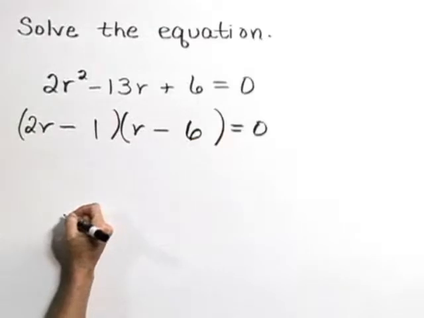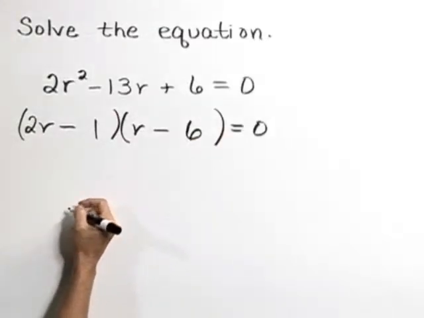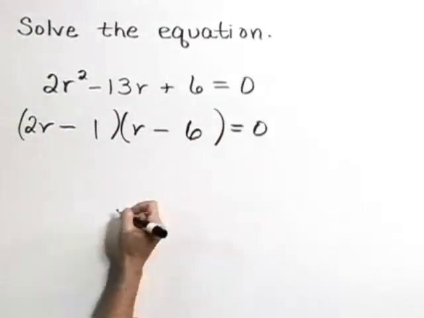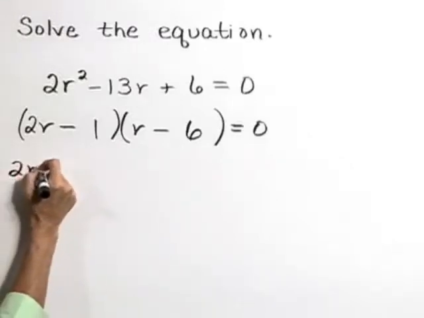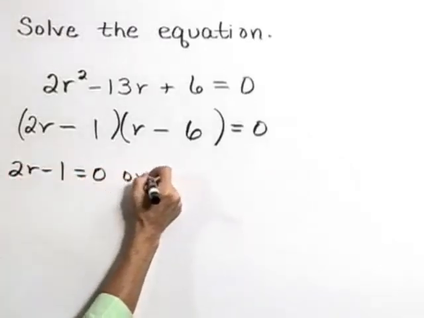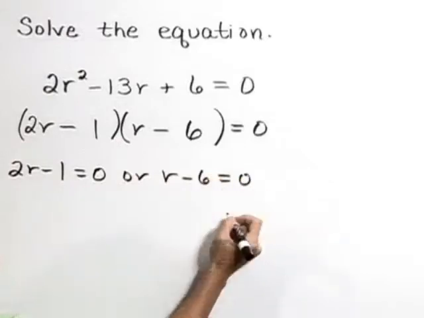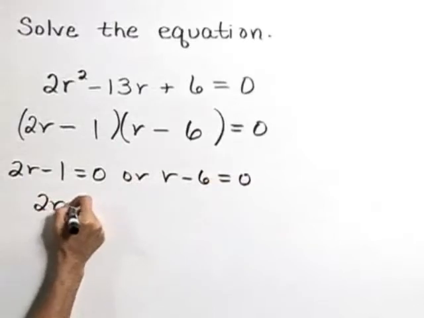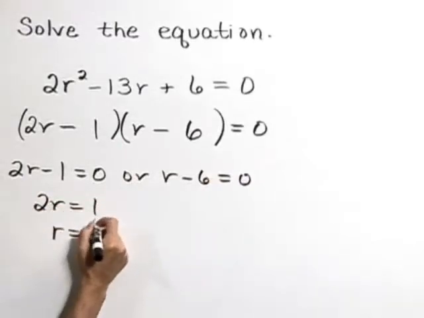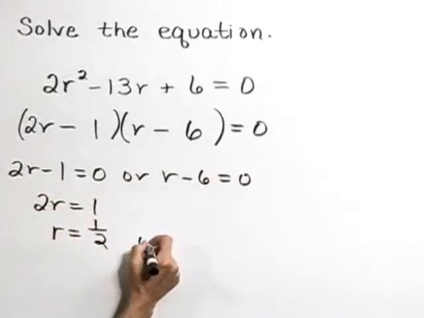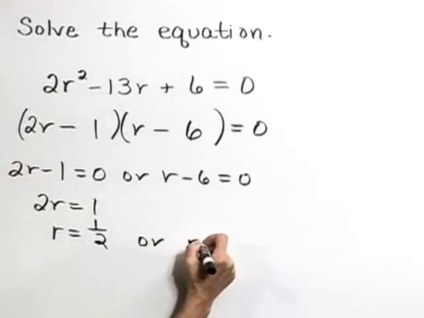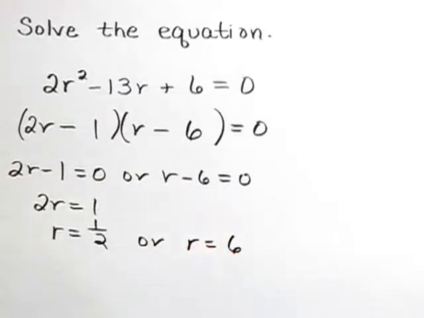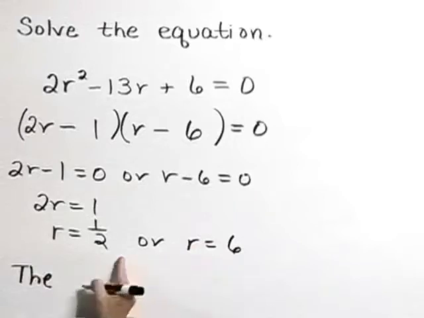And yes, it is. Now let's use our zero factor property, setting each of these factors equal to 0. So 2r minus 1 is equal to 0, or r minus 6 is equal to 0. And solving each linear piece, 2r is equal to 1, which gives r equal to 1/2, or r is equal to 6. It's always safe to quickly check your answers in that original equation, and you will find that we do have indeed the correct answers.